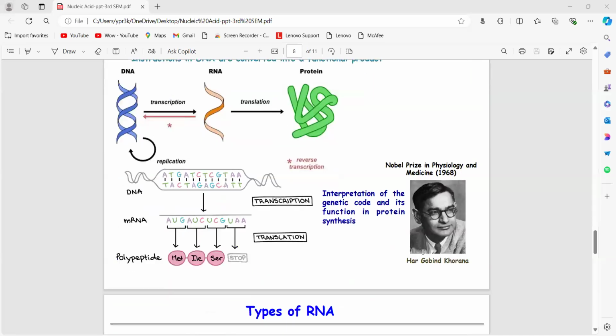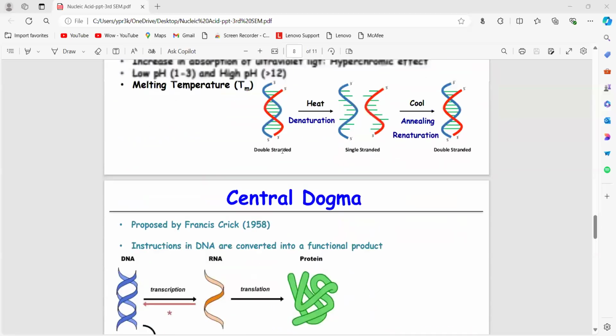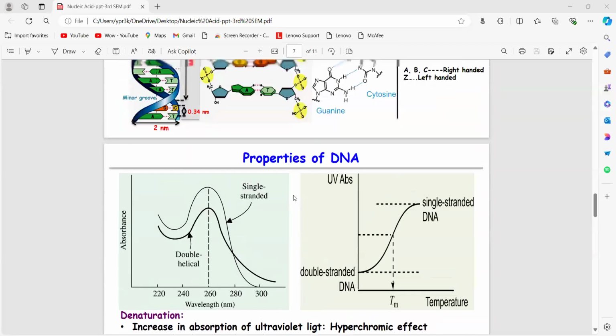Hargobind Khurana got the Nobel Prize in Physiology and Medicine for the interpretation of the genetic code and its function in protein synthesis. The process of DNA to mRNA synthesis is called transcription, and from the mRNA to the proteins, it is called translation. So next one is the properties of the DNA.